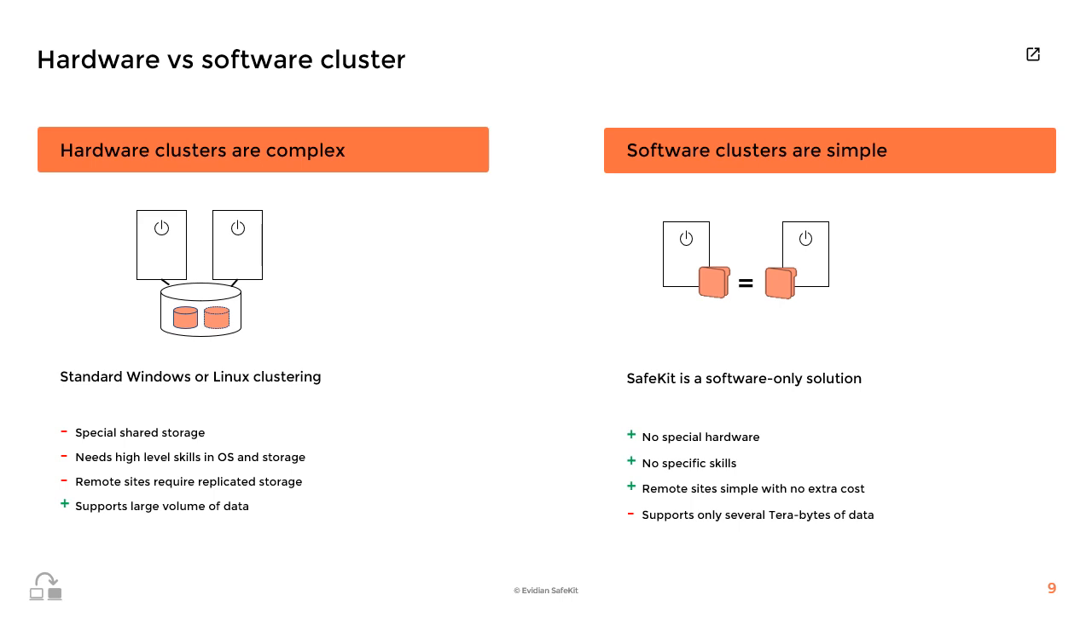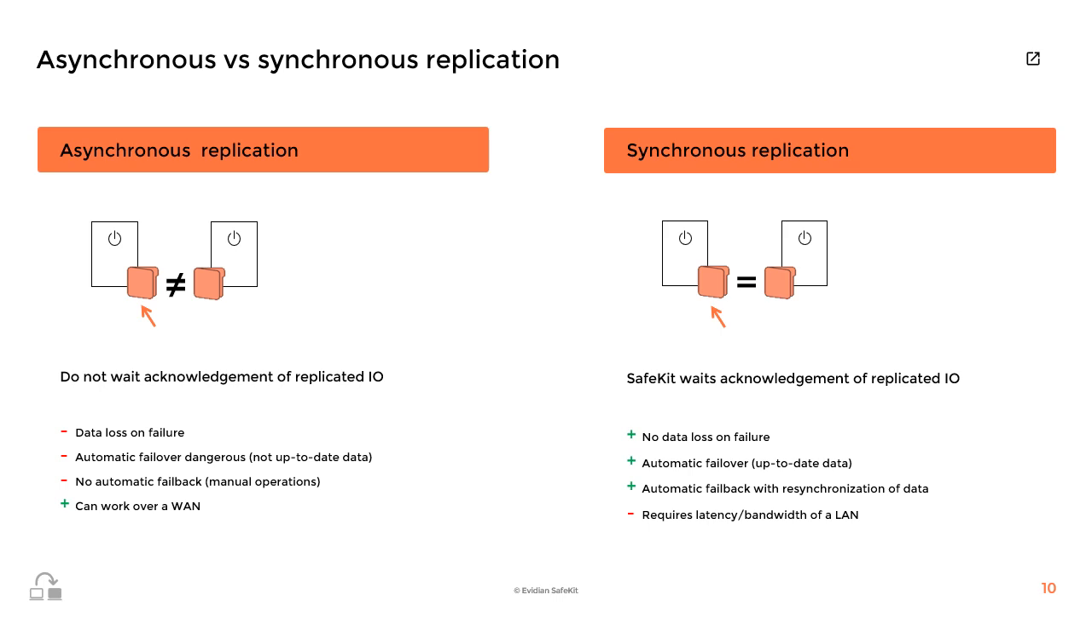On the other hand, software clustering like SafeKit offers a different approach. In this method, two servers replicate data in real time with automatic application failover in case of failure. Unlike hardware clustering, software clustering does not require shared storage and can be implemented on standard physical or virtual servers. This makes it easier to configure and does not require high-level IT skills. Only software clustering can be used in OEM by a software publisher who wants to add a software high-availability option to its catalog. Let's discuss the differences between asynchronous and synchronous replication.